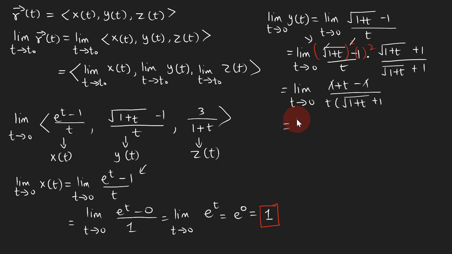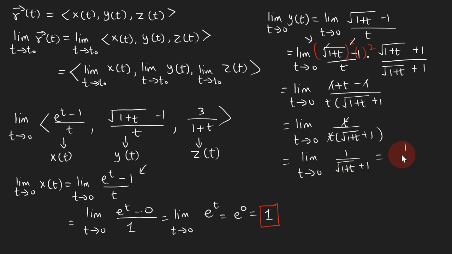So we are going to have the limit as t approaches 0 of t divided by t multiplying the square root of 1 plus t plus 1. Okay, so this t will cancel out this t. We are going to have the limit as t approaches 0 of 1 over the square root of 1 plus t plus 1. So now let's try the direct substitution again. We're going to have 1 divided by the square root of 1 plus 0 plus 1, and then let's look at what you are going to get.